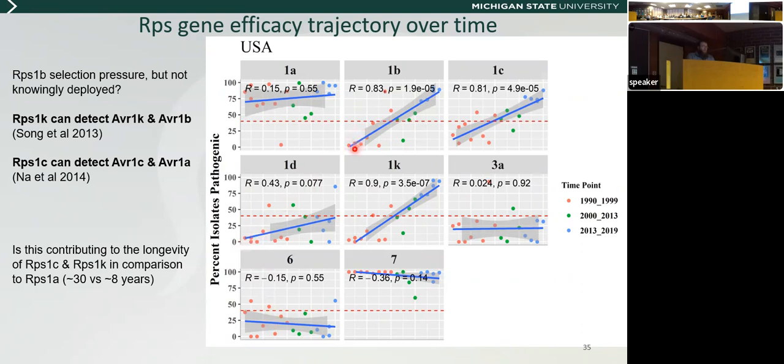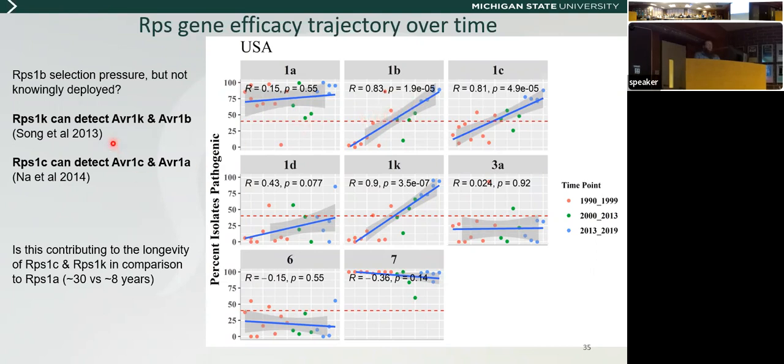Over the top, we placed a goodness of fit line, trying to identify whether these were increasing or decreasing over time. One of the interesting things that I saw was that RPS1B appears to have been under some sort of selection pressure over time, similar to that of RPS1C and 1K. However, we've never knowingly deployed RPS1B in the United States or Canada. So it's a little confusing to us how there could be selection pressure if we never actually deployed it.